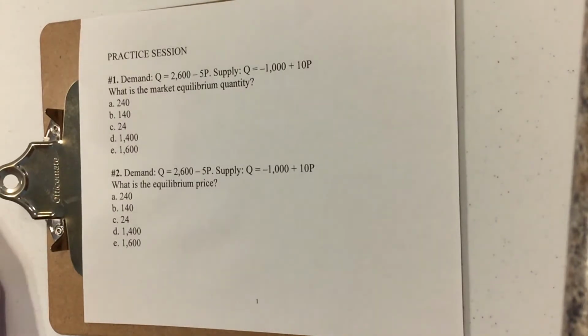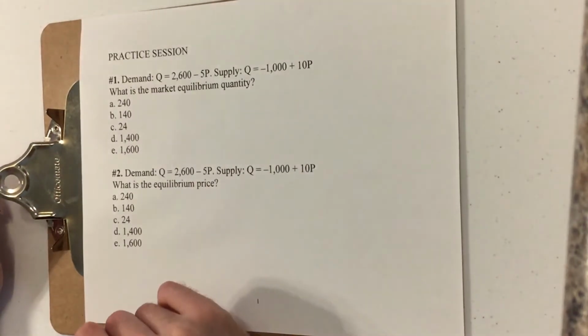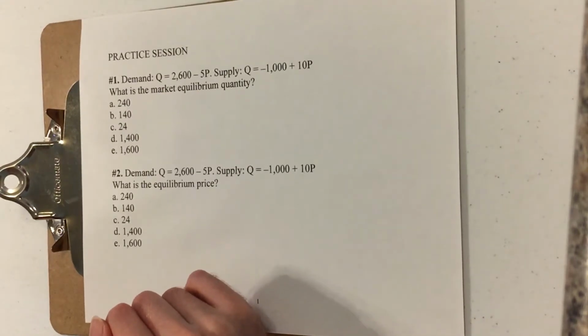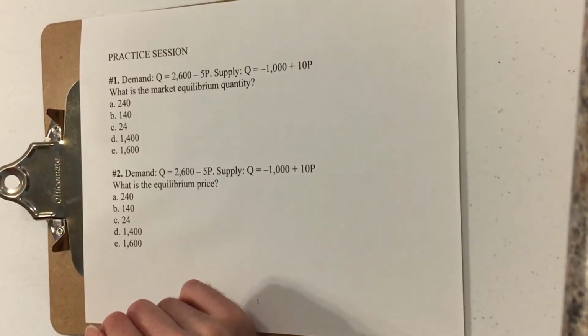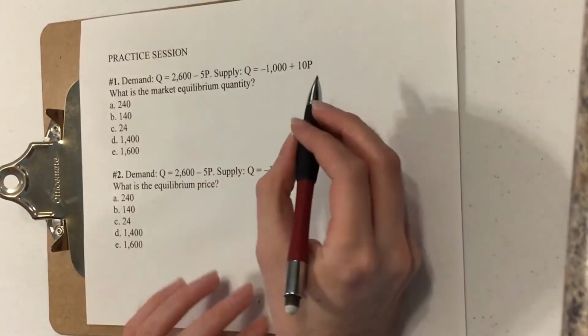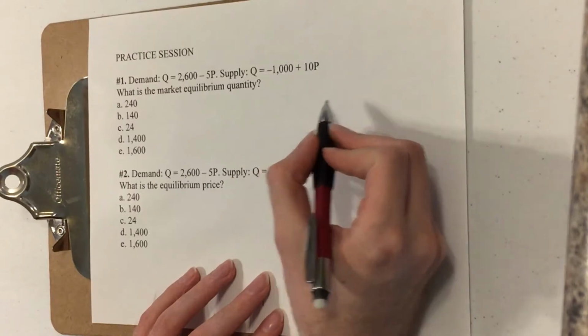So in this first problem, we're given the supply and demand equations. We're going to try to find Q, the equilibrium quantity. So we have two equations and two unknowns, so let's start this way.